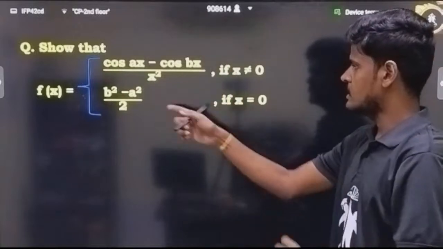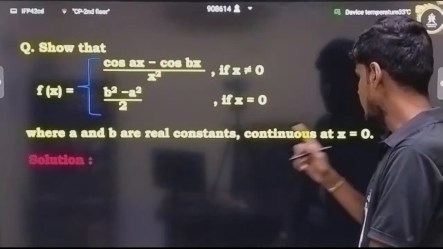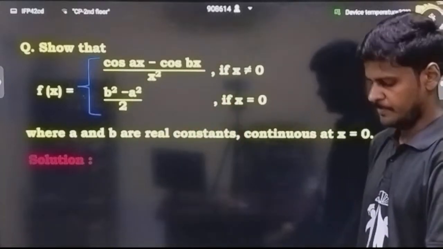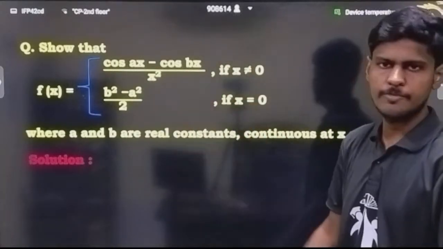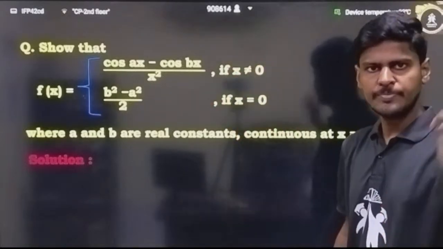Again, show that this is a continuous function where a and b are constants. We have to prove this is a continuous function. Now how to prove continuity of this function? Limit should be equal to function value.